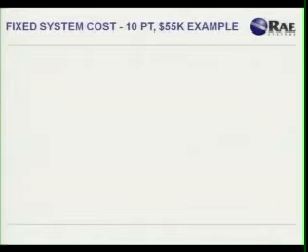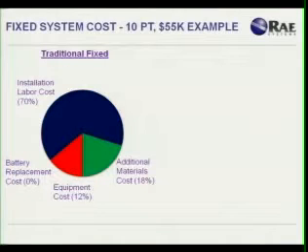Okay, so just another quick way of looking at that same exact example. The 10 points of gas detection, $55,000 was the fixed head cost. So the way to look at it is, for a traditional fixed head system, you have this initial equipment cost, which is typically what an end user looks at. 12% is the percentage of the overall system cost. You have this additional materials cost. This was the cabling and the conduit. And then you've got this big chunk here at the top. It's 70% is the installation labor cost. Right, so you've got a big piece of labor on there.